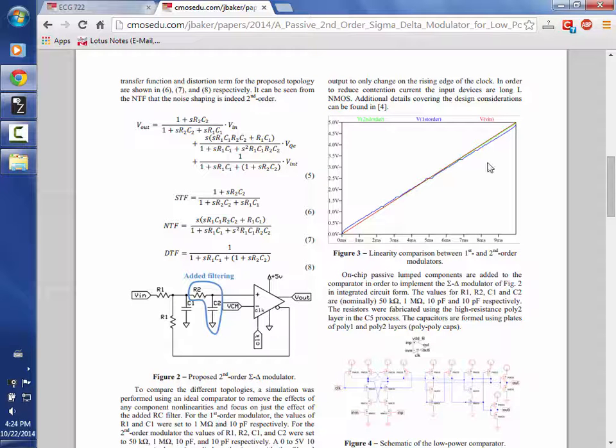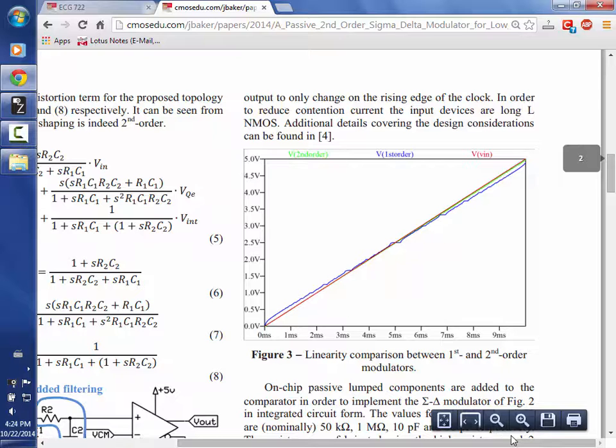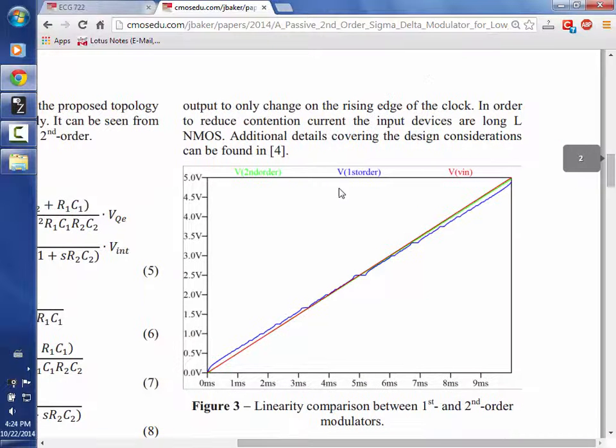I don't know if you can see well, but I'll try to show you. If you look, you can see the first order is the blue, and you see our little dead zone there. And then you see the second order is the green, and then the VN is a ramp, which is the red. And hopefully you can see, let me zoom in a little bit more.